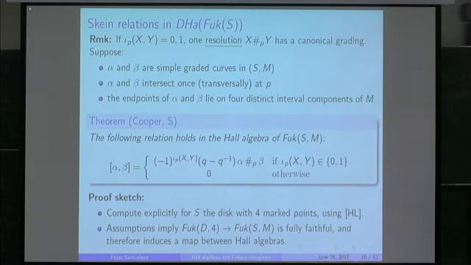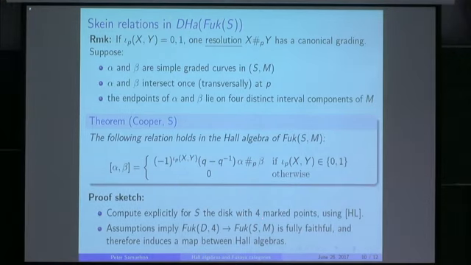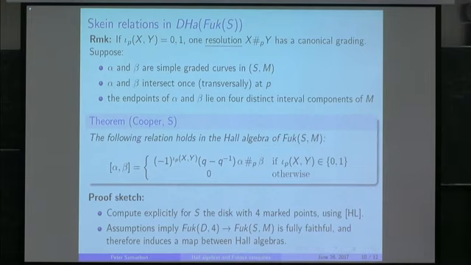So the proof strategy: we do some explicit computations in the disk with 4 marked points. Hernandez and Leclerc gave an explicit description of this algebra, and if you play enough with these Q-Jacobi relations, you can do this computation. Then these assumptions imply that if I have these two curves, I can take a small neighborhood of them, and I get a disk with 4 marked points. That disk embeds into this surface, and this technical assumption implies that this embedding is fully faithful. So there's an induced map on Hall algebras, and this relation holds in the disk, and therefore holds in the surface.